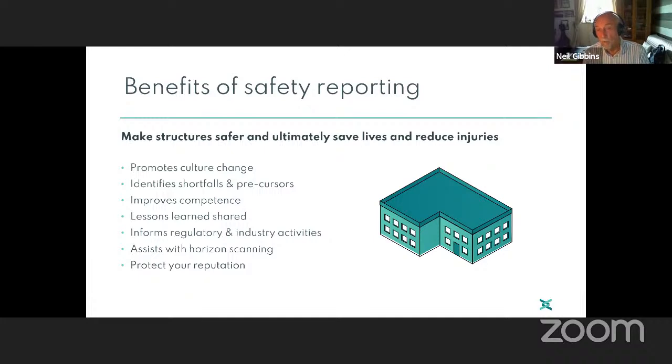We also need people to read and learn from CROSS. I mentioned already, we want to identify shortfalls and precursors. Reading CROSS reports leads to improved competence. Sharing the lessons learned, preventing people having to learn the hard way. We anticipate that the Building Safety Regulator will turn to CROSS and is already talking to CROSS about prioritisation, particularly from a structures perspective, about which kinds of buildings should be looked at first in the new regime. Assist with horizon scanning. Our panels come together and say, what is all this telling us? And it can help protect your reputation.